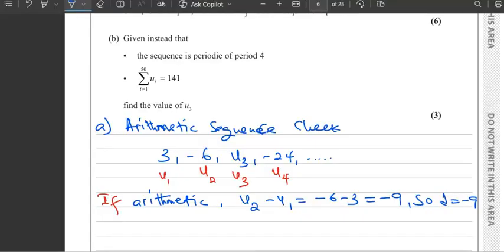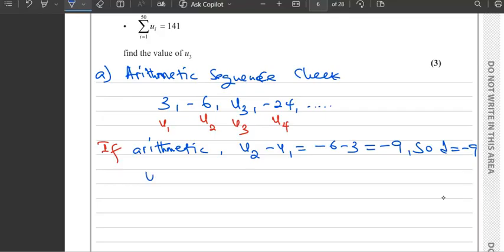On the same note, if this is true, then u3 should be given as u2 plus the common difference, because for us to get the third term, we take the previous term, that is u2, plus the common difference. So u2 is negative 6, the common difference is negative 9, so we have negative 6 minus 9, and this gives you negative 15.